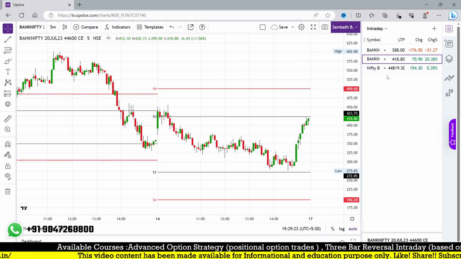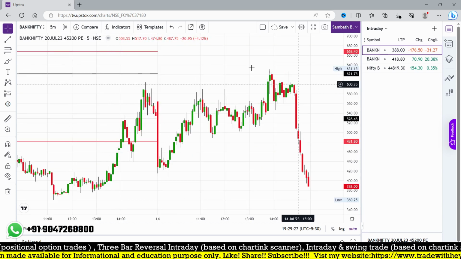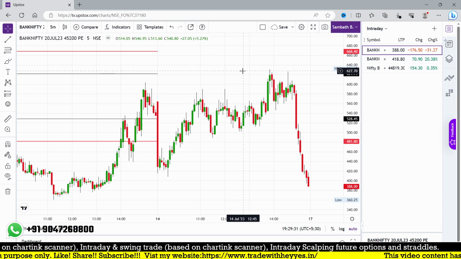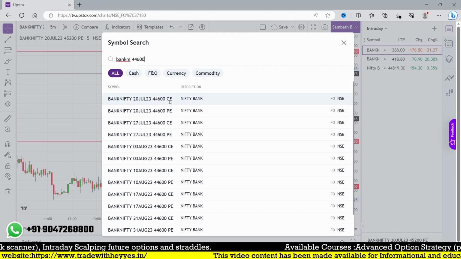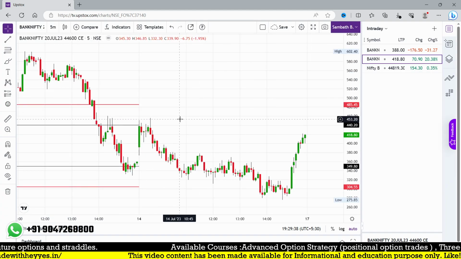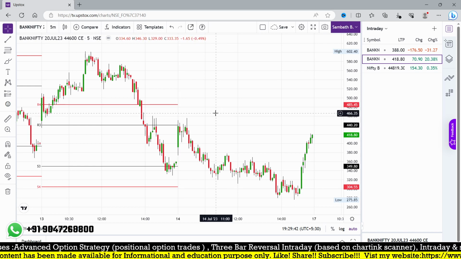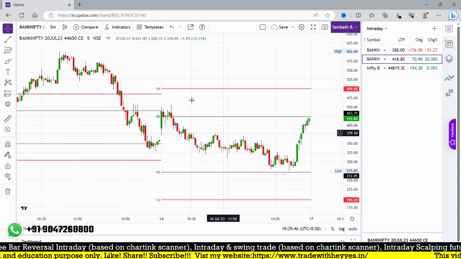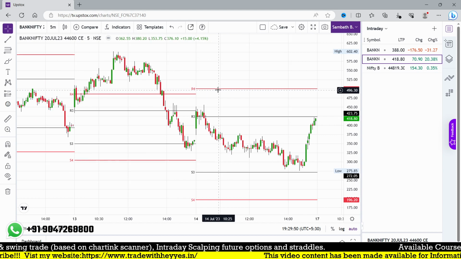But I selected a strike price. First of all, the strike price is the 44,200 put option. And the second strike price which I'm going to select is Bank Nifty 44,600, that is 300 points lower from the opening price. So this is the concept which we are following. I'm just going to use a 5 minutes time frame to get the levels. Hope you got it. Today's level on the 44,600 call option.